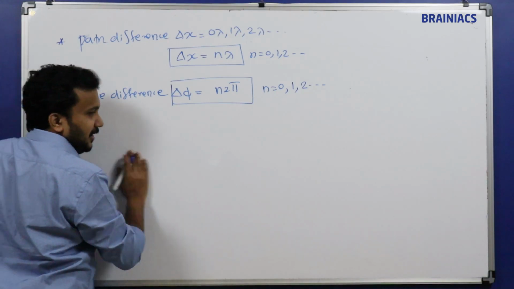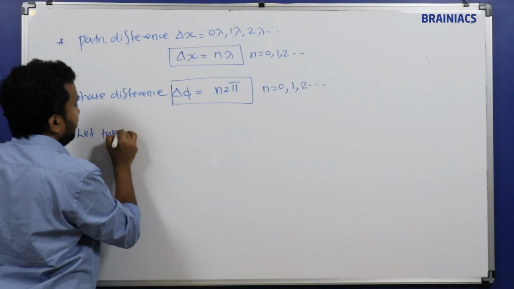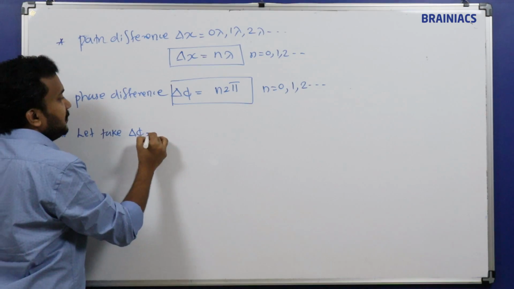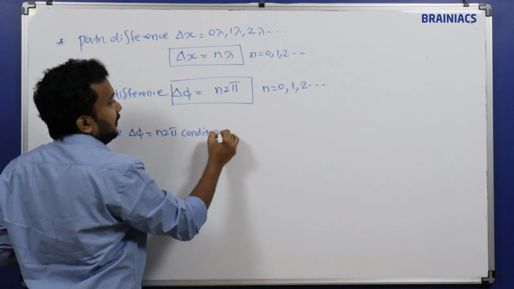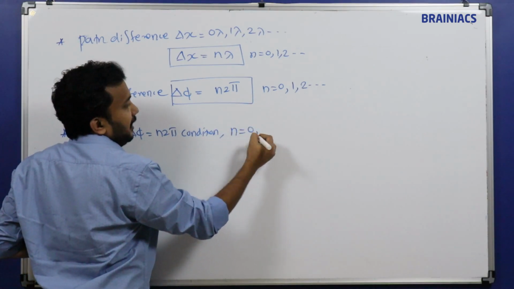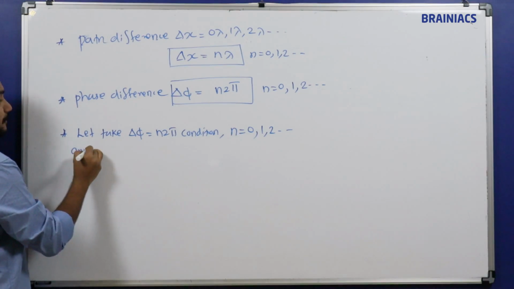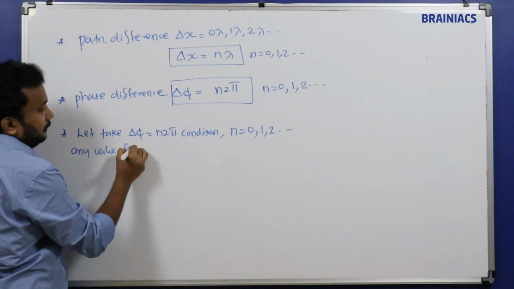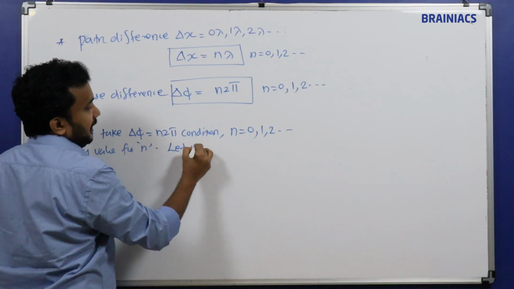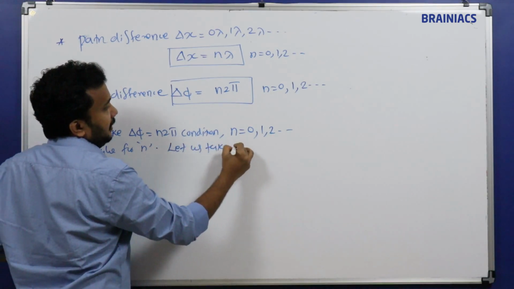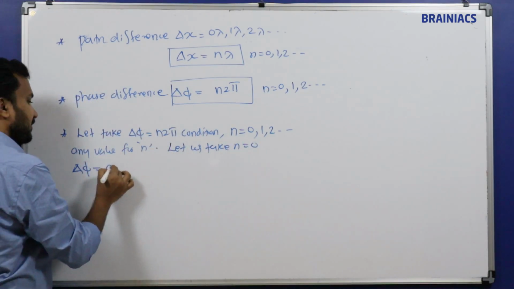Let's take the delta phi is equal to n 2 pi condition. In this you can give any value for n. You can give 0, 1, 2, any value for n. So let's take the minimum, so let us take n equal to 0. So delta phi, the phase difference, is equal to 0.